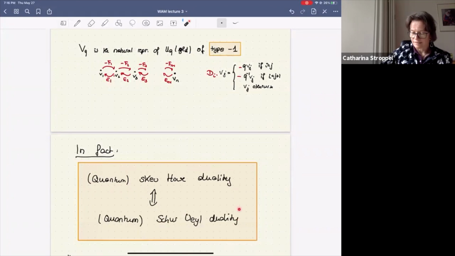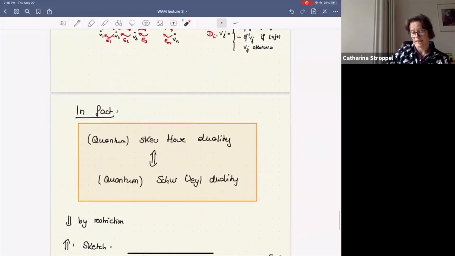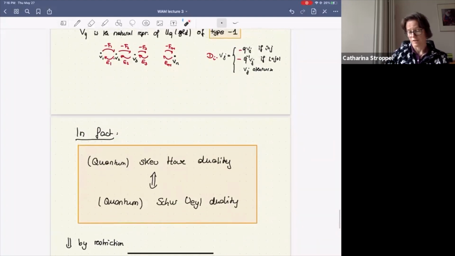Okay, and when I have the Schur-Weyl duality, I claim I can also go back. So I don't have time to say how this works. For people who are interested, they can look at the notes. I gave a sketch below, which shows how to go back. But I think I should stop here.